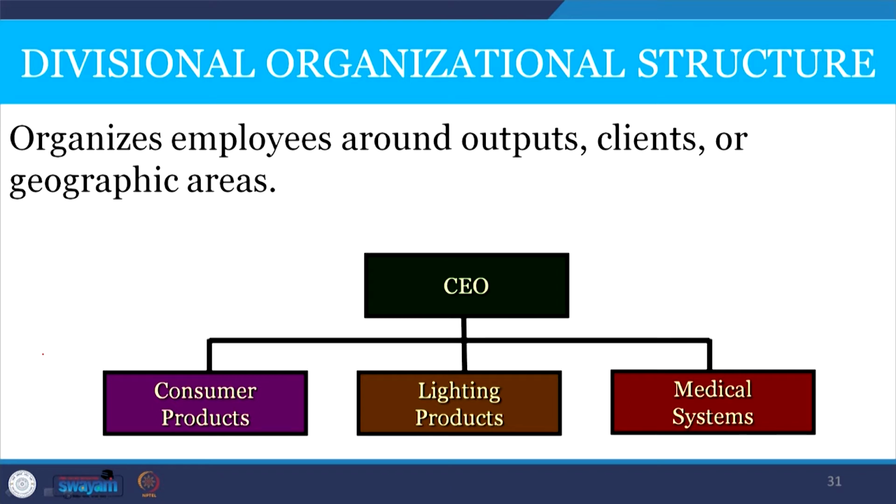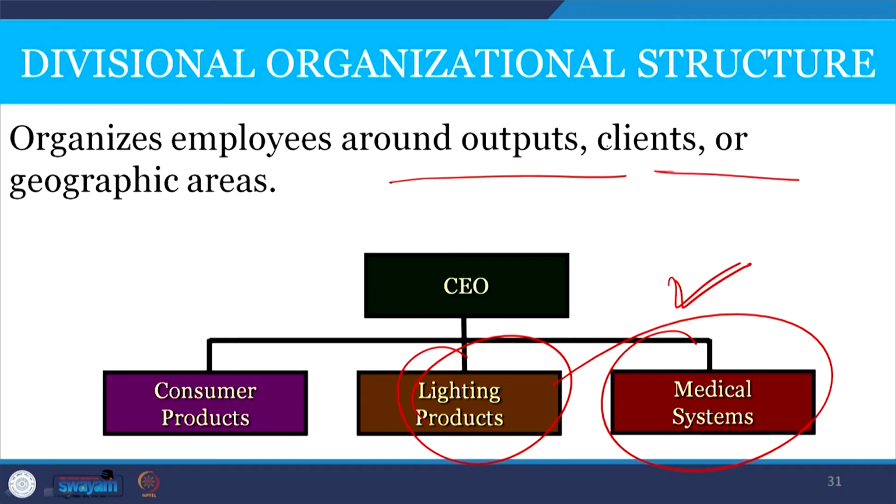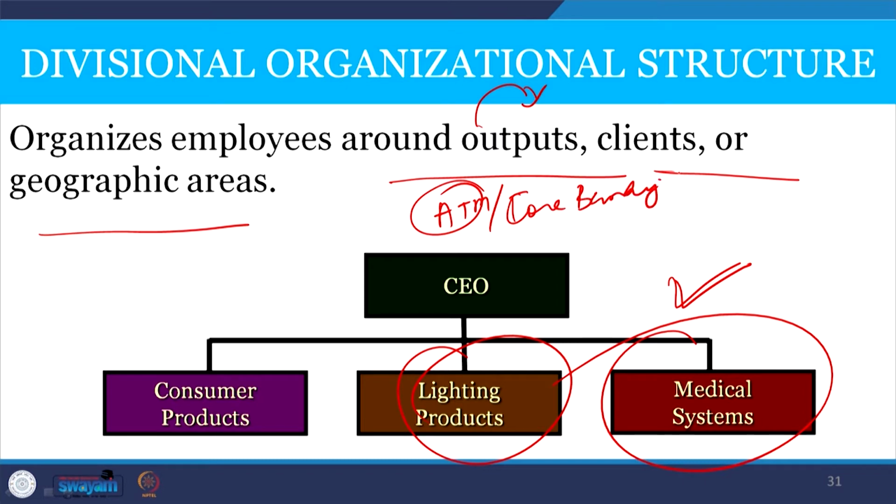Based on the divisions like customer division, then lighting products, medical systems, on the nature of the product. It organizes employees around outputs based on clients or geographical areas. Like we discussed earlier, based on the results or the finished goods, like the banks have ATM divisions, the banking has the core banking division, and there are also mutual funds and so on.